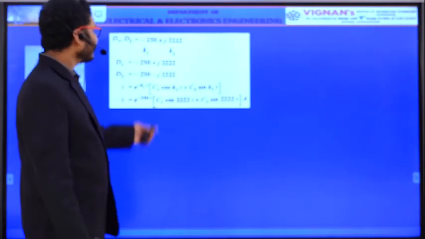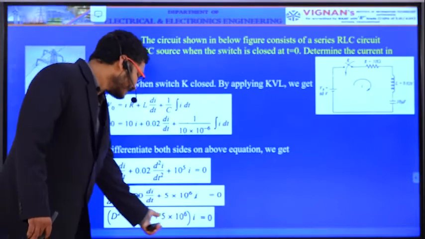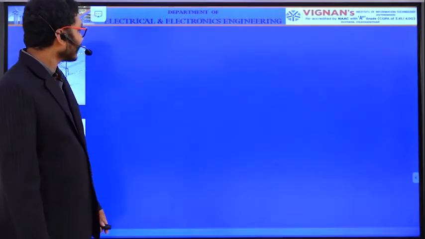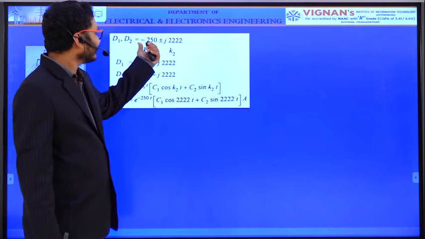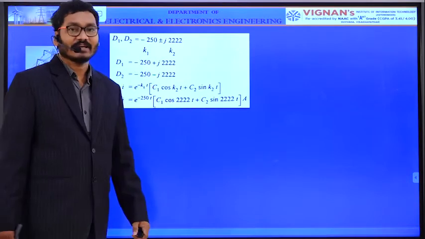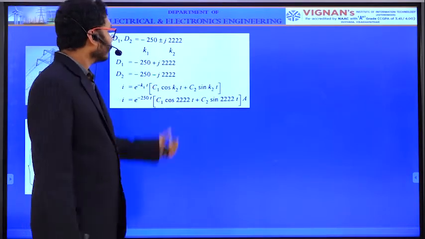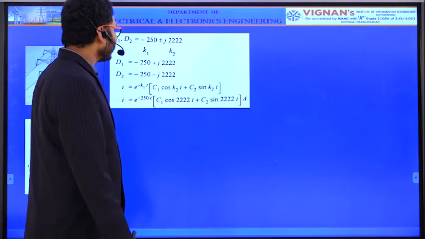If you solve the roots, just like ax square plus bx plus c, or otherwise use a calculator, you will get D equals minus 250 plus or minus j 2222.